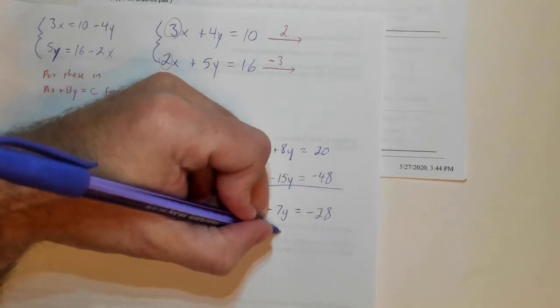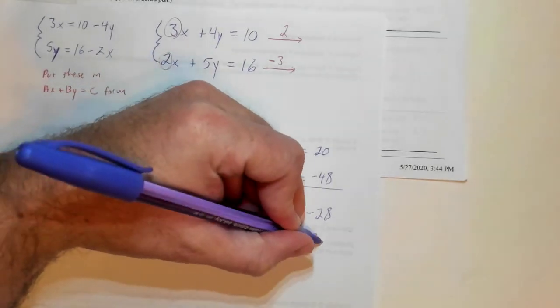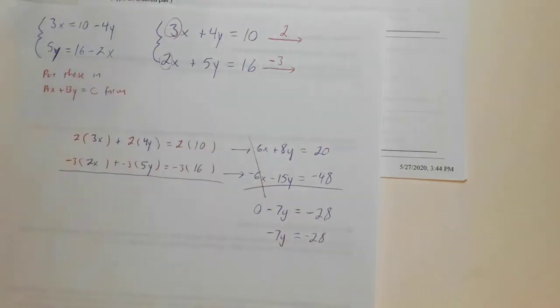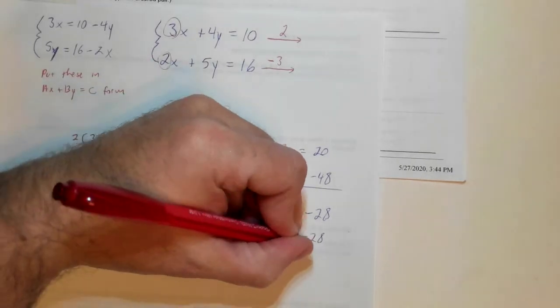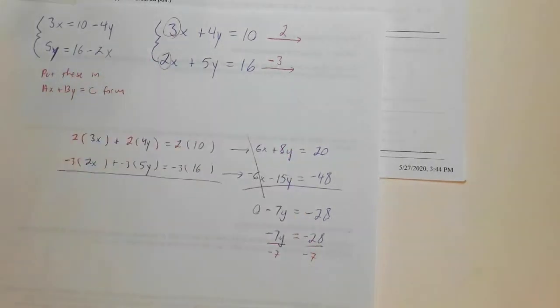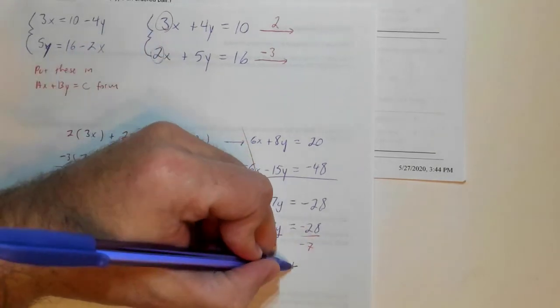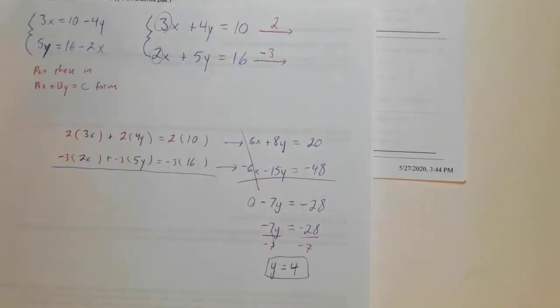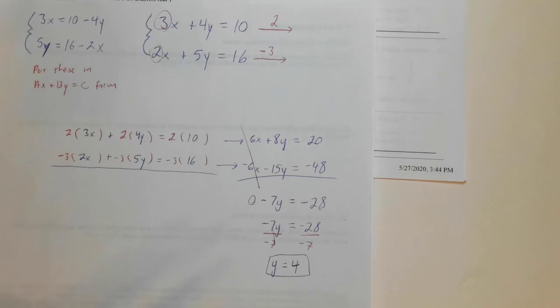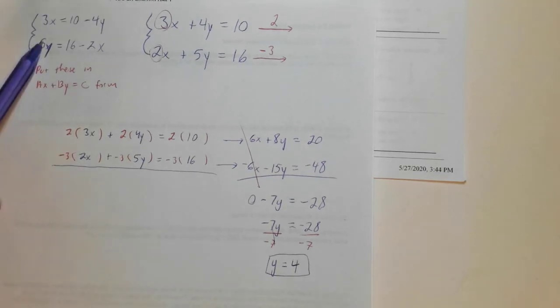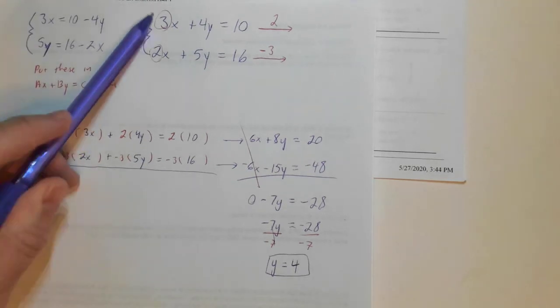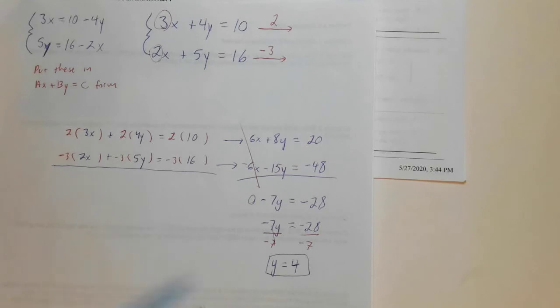So, minus 7y equals minus 28. I'm going to divide both sides by minus 7. And I get y equals positive 4. So now that I get that value, I can plug this into one of these equations. I could plug it into one of those.